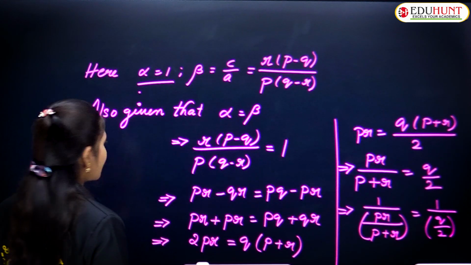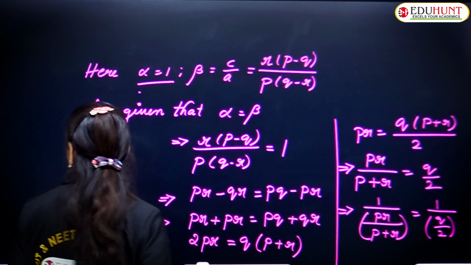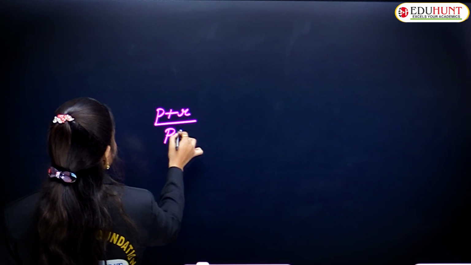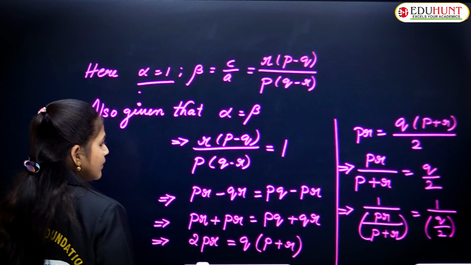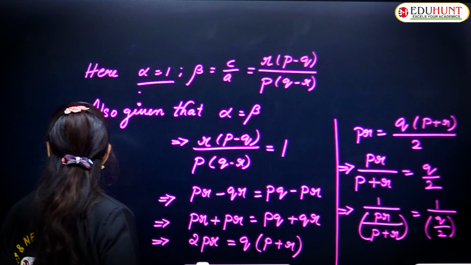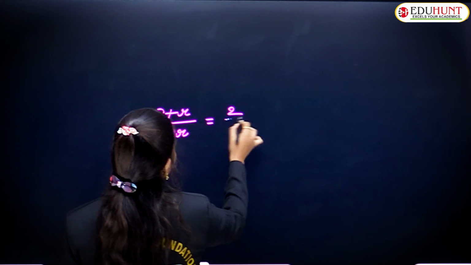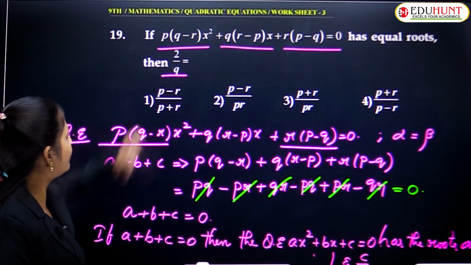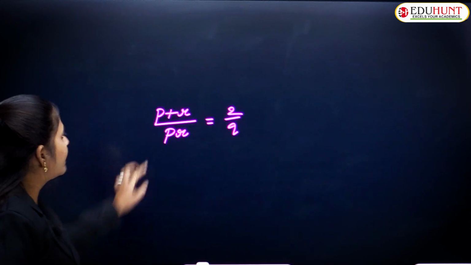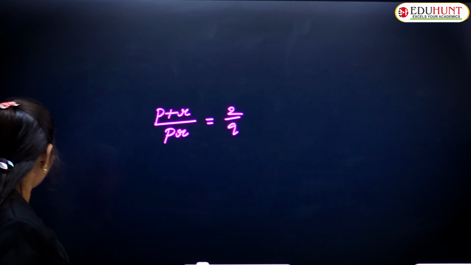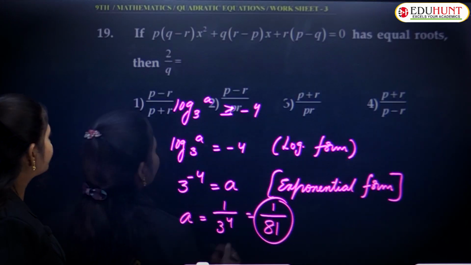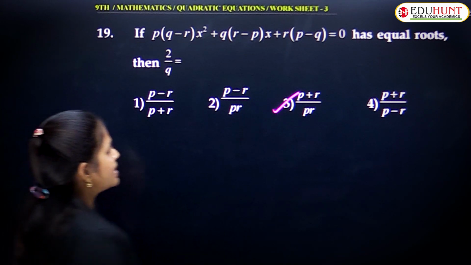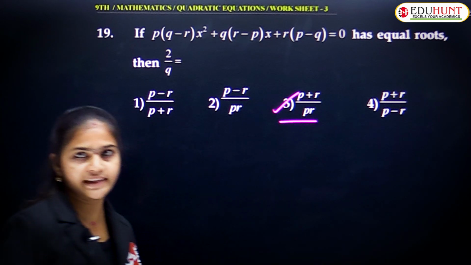So from this condition, P plus R by PR is equal to 2 by Q. This value only they asked in that question, 2 by Q. So 2 by Q is equal to what we got here, that is P plus R by PR. Is that option there or not? See, here the option is P plus R by PR. So which option is correct here? That is option 3.